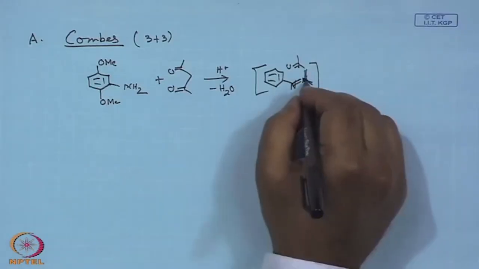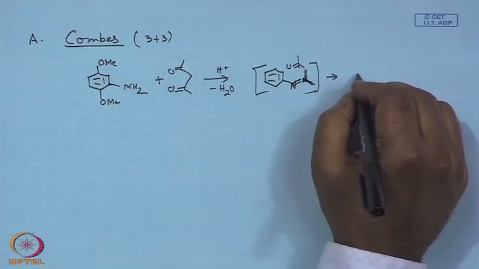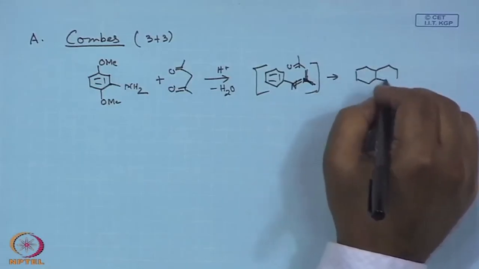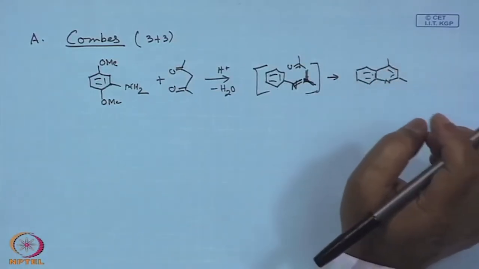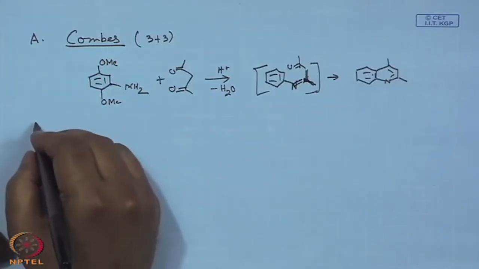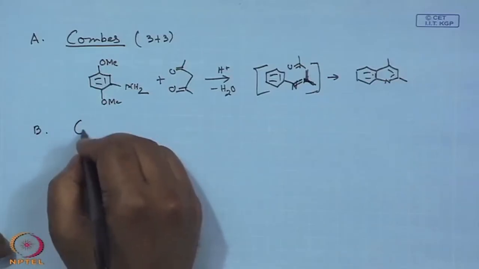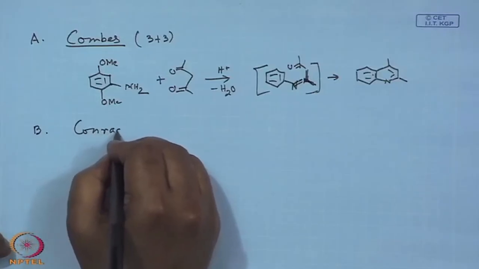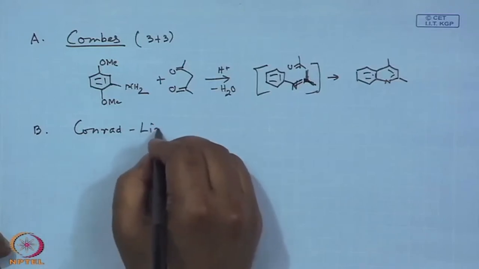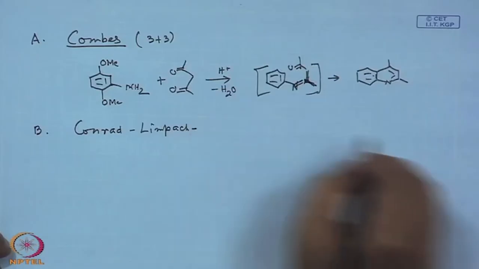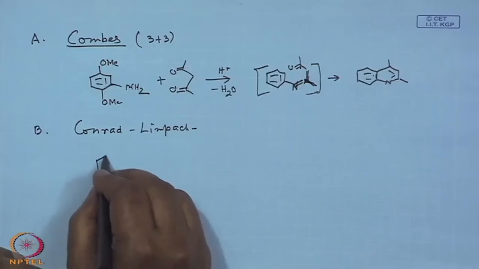Nitrogen here and this, and then of course in the presence of a little acid, this would give you the condensation product, which is 1,2,4 trisubstituted quinoline. So, likewise, there are other ways, very similar to this Combes synthesis. There is a method called Conrad-Limpach, right, Knorr, etcetera.